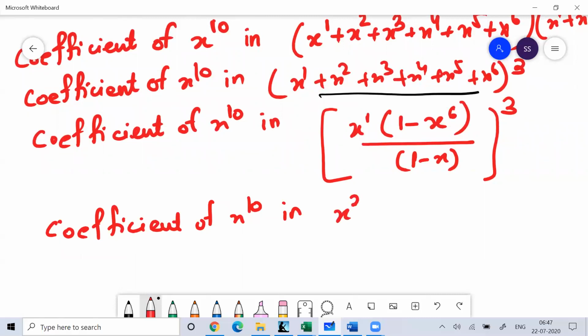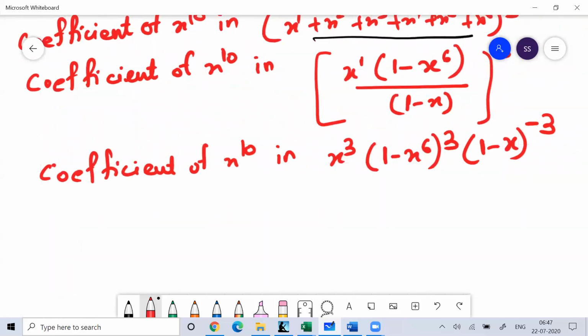So this would be x to the power 3 into (1 minus x to the power 6) to the power 3 into (1 minus x) to the power minus 3. So this is nothing but the coefficient of, if you understand, I'm looking for the coefficient of x to the power 10, and here if you notice, I'm getting x to the power 3, which means out of the 10 values I'm looking for, the 3 values I already got.